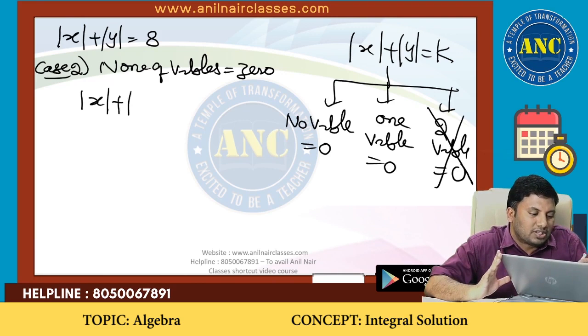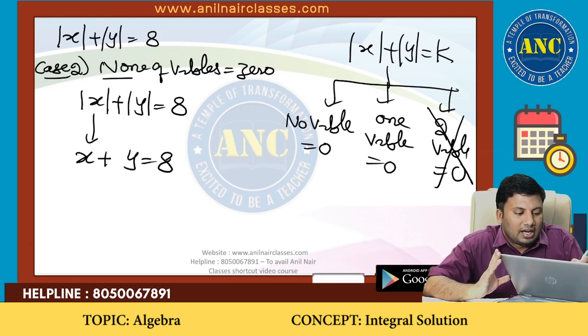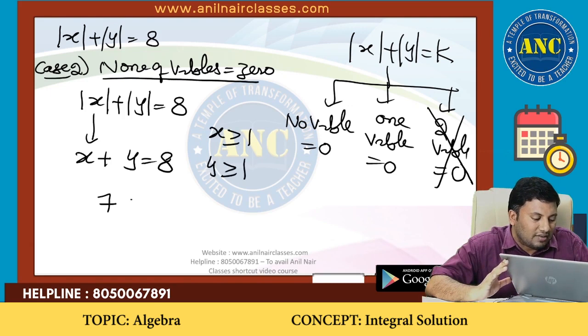Mod x plus mod y equivalent to 8. Modulus always gives a positive value, so x plus y equivalent to 8. None of the variables is 0, so both of them start from 1. 1 means it is 7C1.